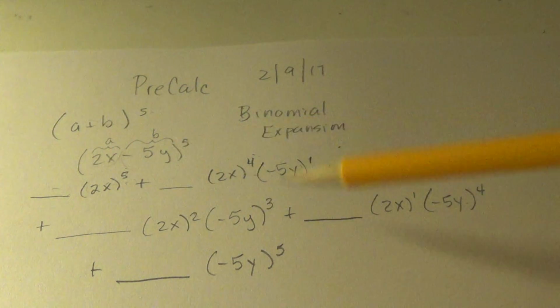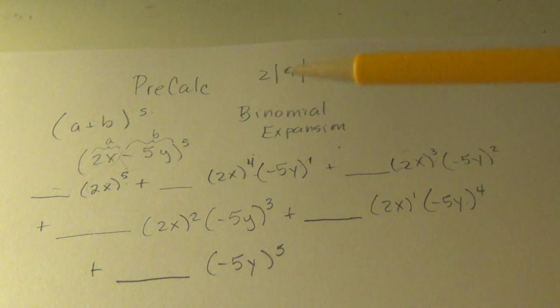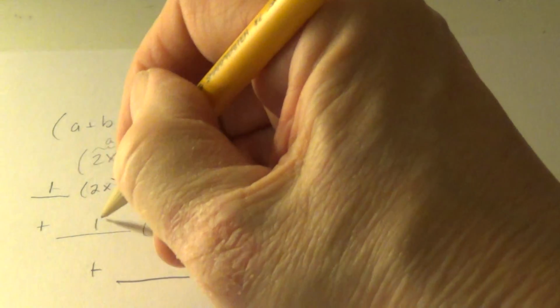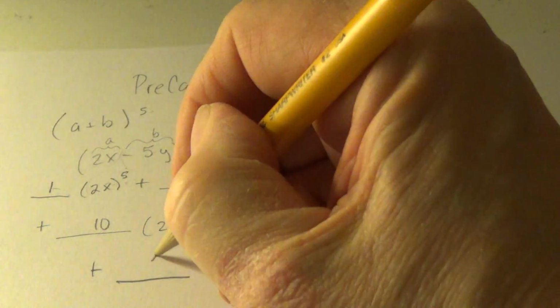All right, so now we look at Pascal's triangle, and we find the row that has 1, 2, 3, 4, 5, 6 terms in it. And when I looked back at that, I saw that it was the row with 1, 5, 10, 10, 5, 1.